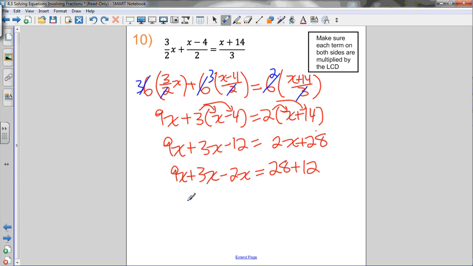So I have 9x plus 3x, which gives me 12x. I still need to subtract 2x from that. And I have 28 plus 12 gives me 40. 12x minus 2x is 10x. So 10x equals 40.